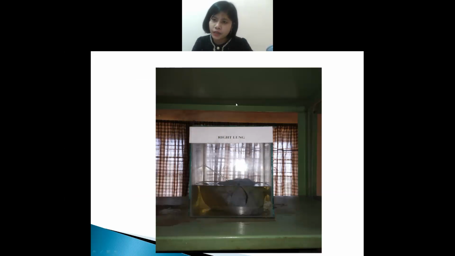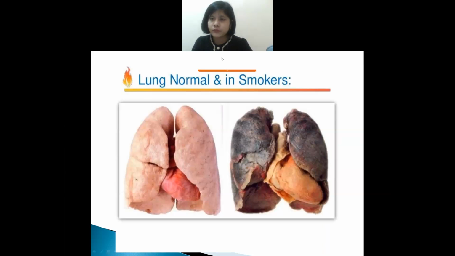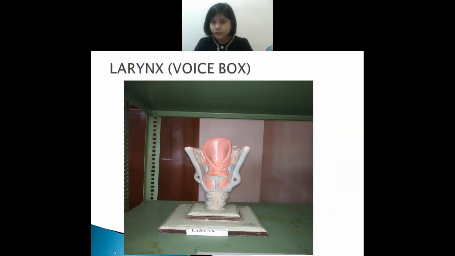This is the lungs. This is just the other side of your lung, the right lung. This is the normal lung, and this is the lung of a smoker. The heart lies in the center, in the mediastinum. Mediastinum means in between your lungs. You have two lungs, and they are responsible for the respiratory system. Respiratory system means it helps in breathing in and breathing out. That is the lungs. Is it clear?